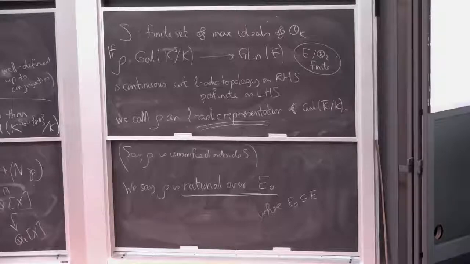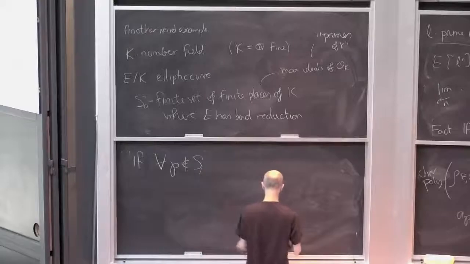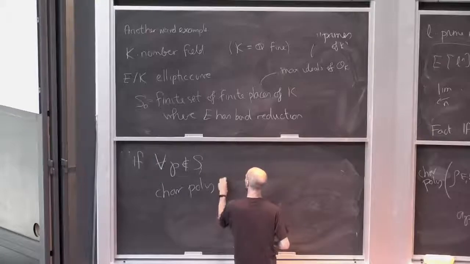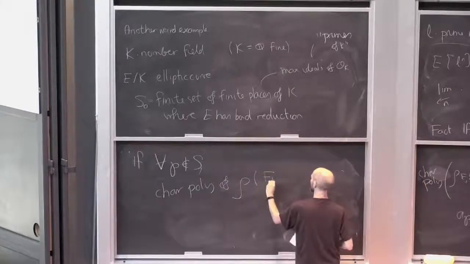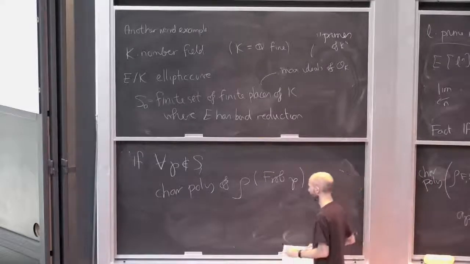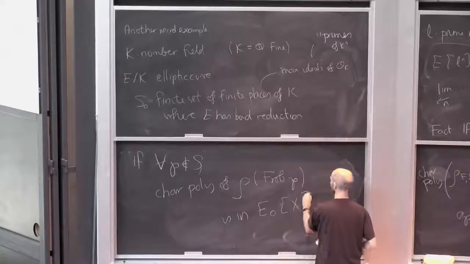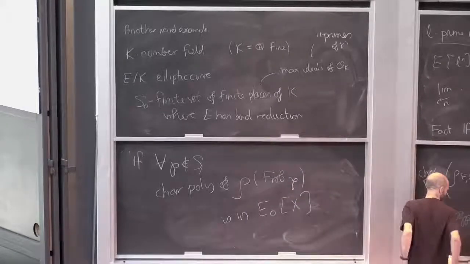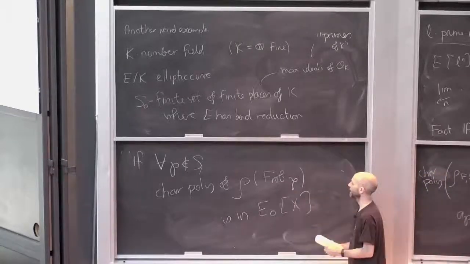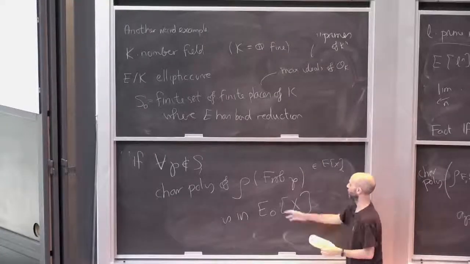It simply means that for all primes p not in S, the characteristic polynomial of rho of Frob_p, that's a well-defined polynomial in E[X], actually lies in E0[X]. So that makes sense, because by definition that's going to be in E[X]. So I'm just demanding that all the coefficients live in a subfield.